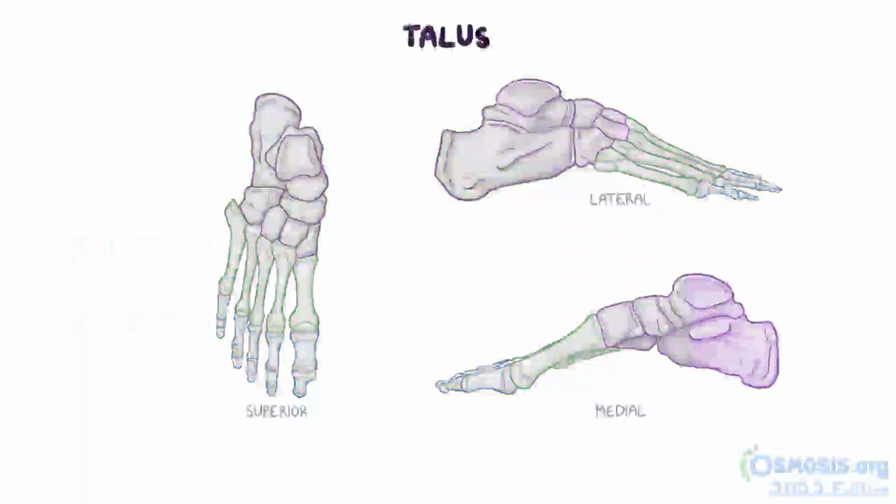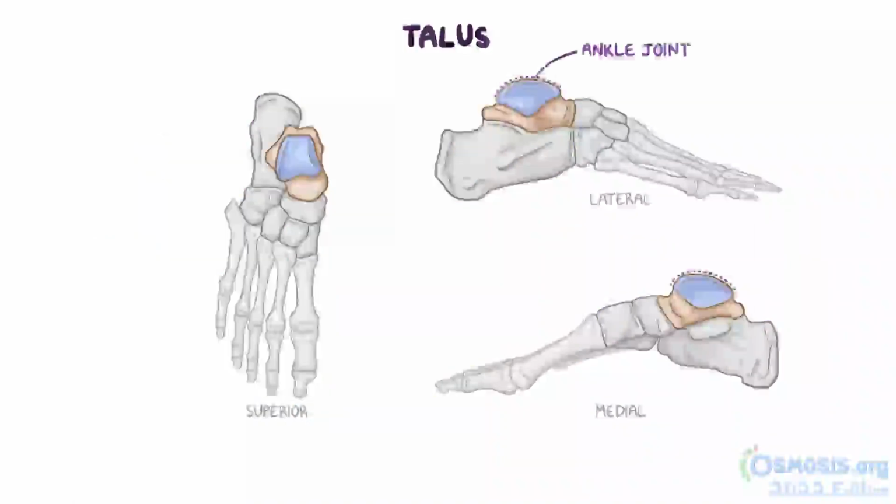The talus is the most superior bone of the foot, and the only one that articulates with the leg bone superiorly at the ankle joint. Inferiorly, it articulates with the calcaneus to form the subtalar joint, and anteriorly, it articulates with the navicular at the talonavicular joint.